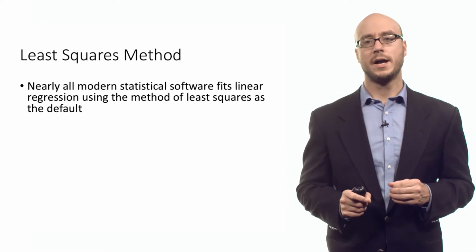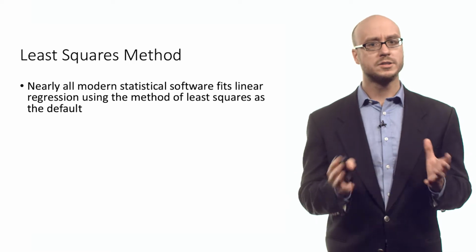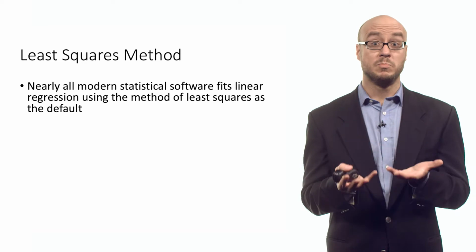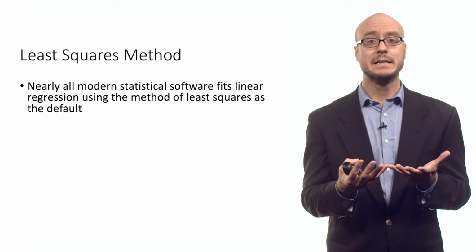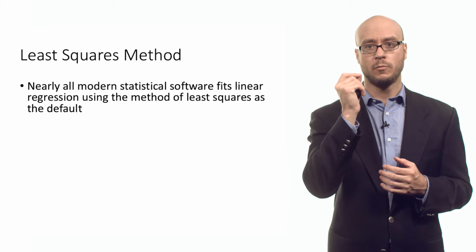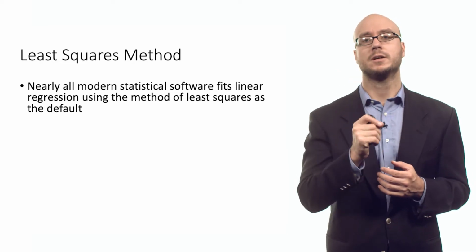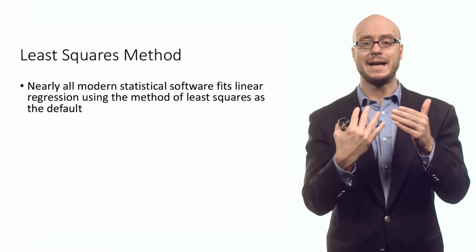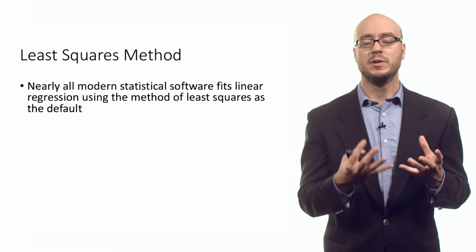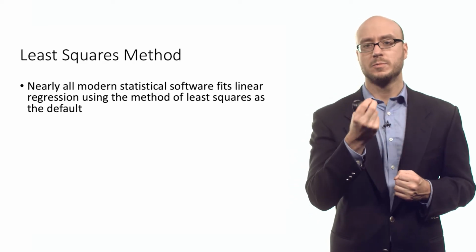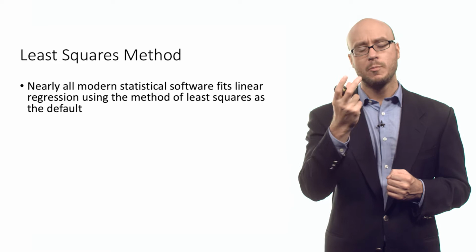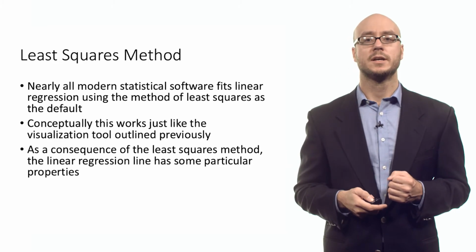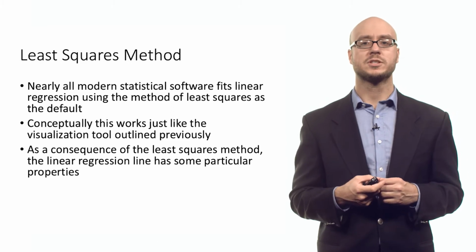But it's important to keep in mind all that it's really doing. All it's doing is finding the intercept and slope through this criterion, through this idea that in general you want the observed raw values of your outcome to be pretty close to the fitted or predicted values. So you want the y and the y-hats overall to be pretty close to each other. And the way we do that is we take all the errors, all the residuals, we square them, we add them all up. We want that one quantity to be as small as possible. Conceptually, just like the visualization tool that we just outlined.